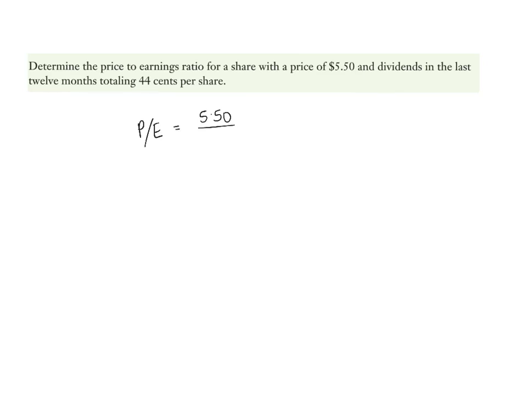Now, you do need to make sure they're in the same units. We've used $5.50 in dollars. We need to convert the 44 cents to dollars as well. So that's going to be 0.44. And that will give us a price to earnings ratio of 12.5. So basically, you'd roughly have to spend $12.50 to get $1 in return. So in most of these questions, you'll be comparing shares, calculating total portfolios, and discussing the price to earnings ratio.